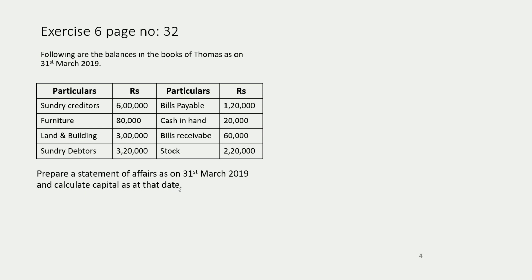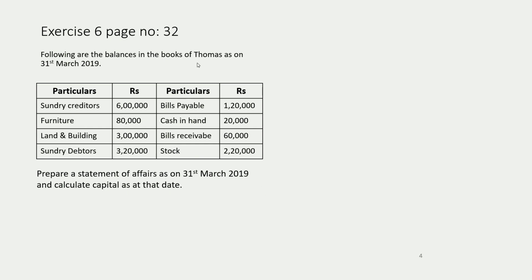Now what we have to do? First we have to identify what are the assets and what are the liabilities. See here, sundry creditors, what is it? It is a liability. Furniture, asset. Land and building, asset. Sundry debtors, asset. Bills payable, liability. Cash in hand, asset. Bills receivable, asset. Stock, asset. So, we have identified the assets and the liabilities. There are only two liabilities in this problem, sundry creditors and bills payable. All the other things are assets.